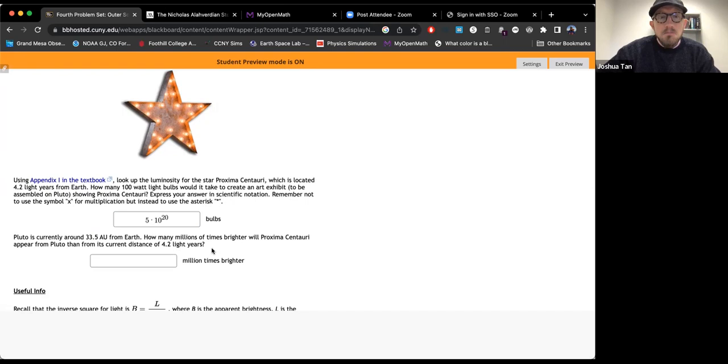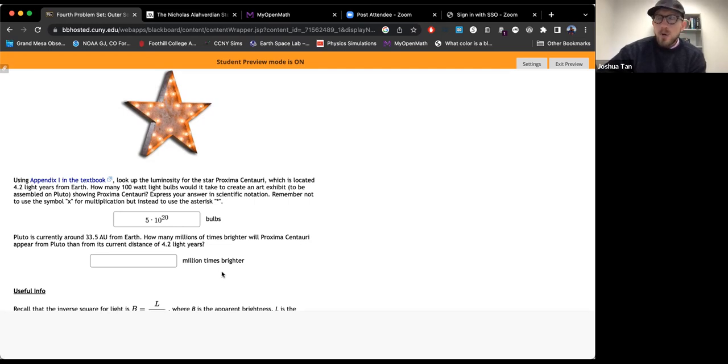You can also look at this question here, where you might think that a different object might appear brighter at different locations. So in this situation here, we're looking at another location, Pluto, 33.5 AU from Earth. And we're trying to ask, well, how much brighter would this star look if we moved it to Pluto, right, where Pluto is located? So it starts off at a distance of 4.2 light years and then moves to a distance of 33.5 AU. It's much, much, much closer. That means it's going to be much, much, much brighter.